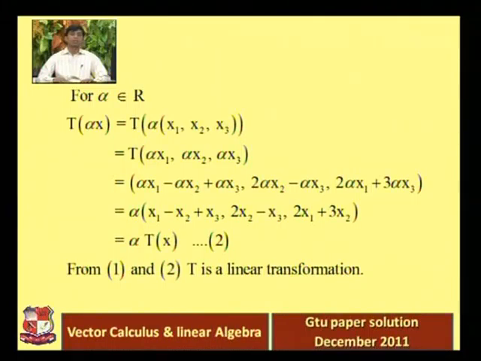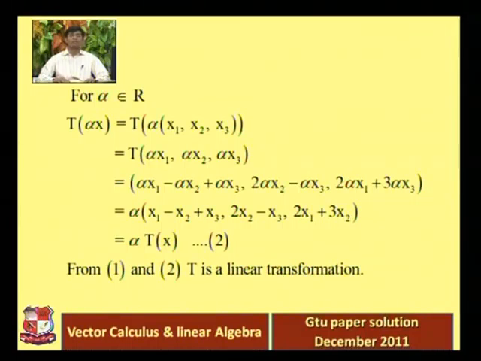Second coordinate plus third coordinate, so that is alpha x1 minus alpha x2 plus alpha x3, 2 alpha x2 minus alpha x3, and 2 alpha x1 plus 3 alpha x3. So alpha will be outside: x1 minus x2 plus x3, 2 x2 minus x3, and 2 x1 plus 3 x2. So alpha into T of x. From 1 and 2, T is a linear transformation.